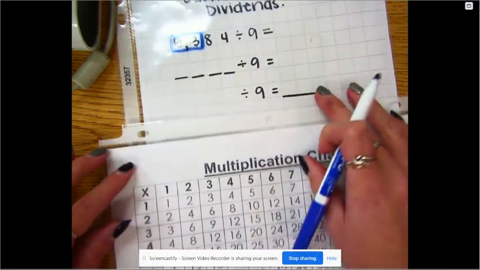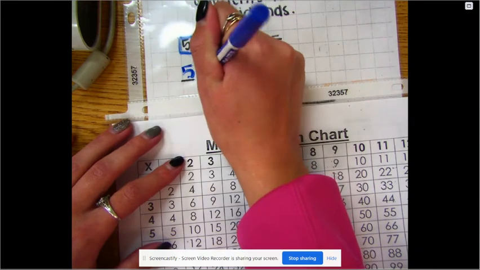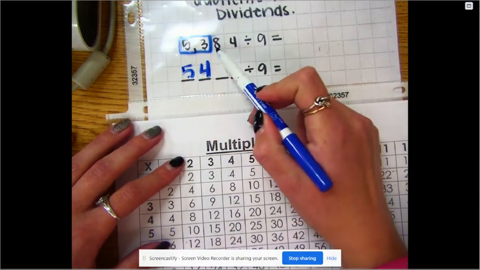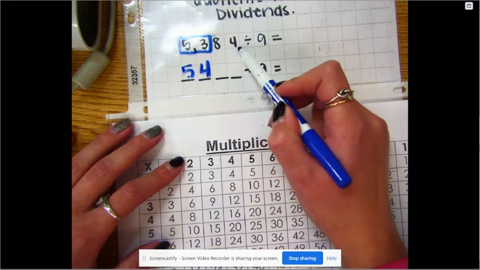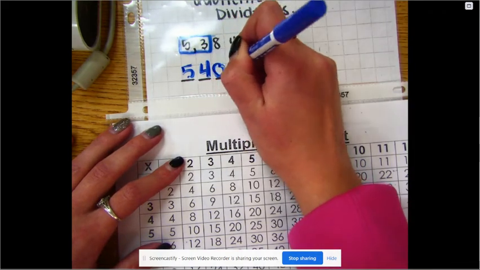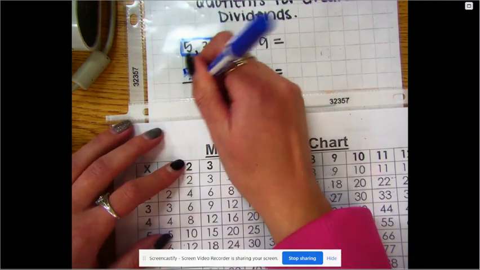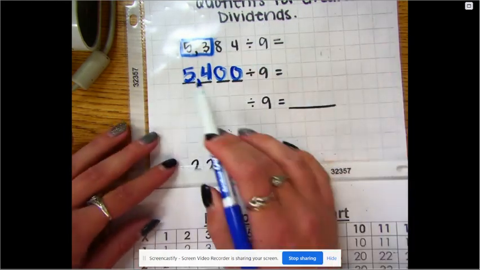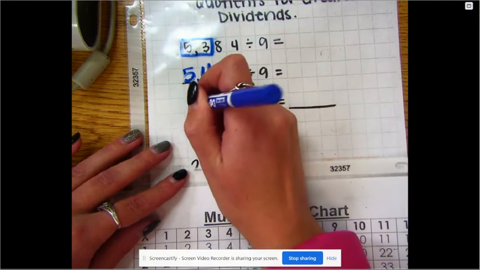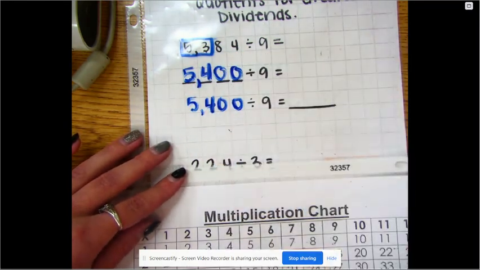So on my paper, I will write 54. And I'm going to turn these last two digits at the end, in my tens and my ones place, into zeros, just like I was rounding. Now I can go ahead and divide. I still don't know what 5,400 divided by 9 is, but I can break that down.